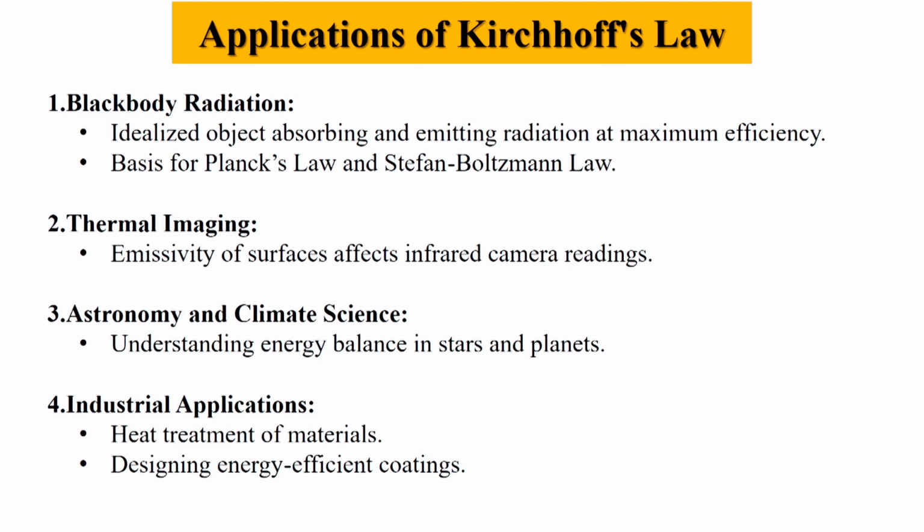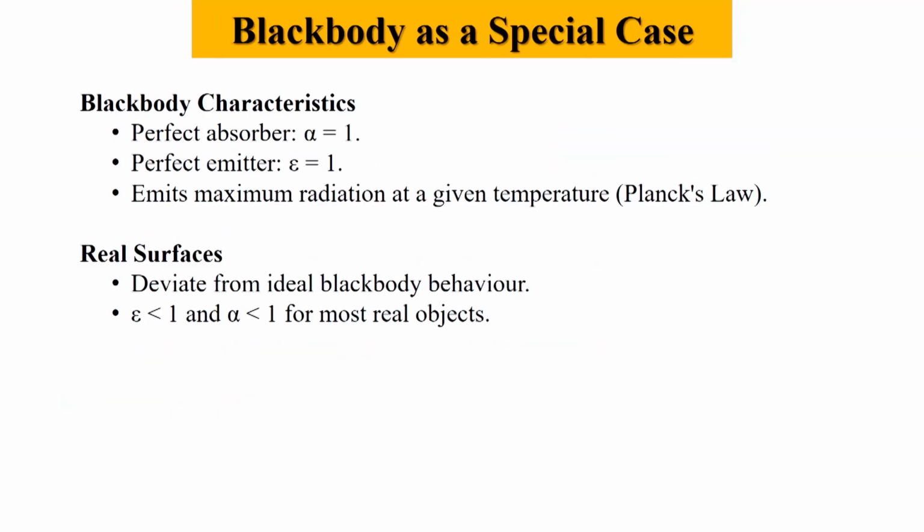Black body radiation is an idealized object absorbing and emitting radiation at its maximum efficiency. It is the basis for Planck's law and the Stefan-Boltzmann law, where there is epsilon sigma T to the power 4, and epsilon is taken as 1. In thermal imaging, the emissivity of the surface affects infrared camera readings. In astronomy and climate science, it helps in understanding the energy balance in stars and planets. We will see in climate science how it can be used. There are also industrial applications, such as heat treatment of materials and designing energy efficient coatings.